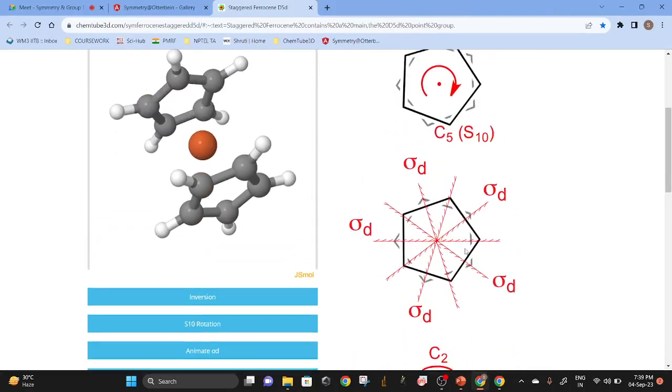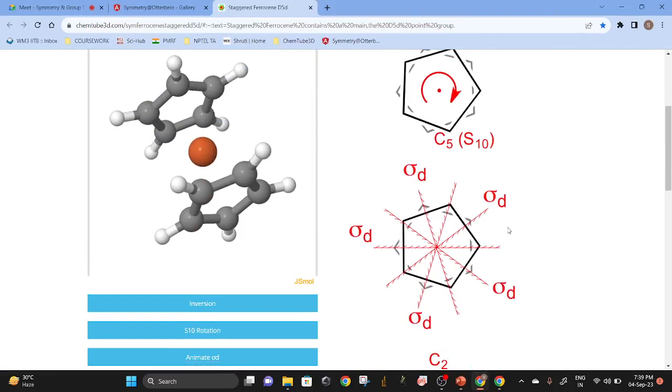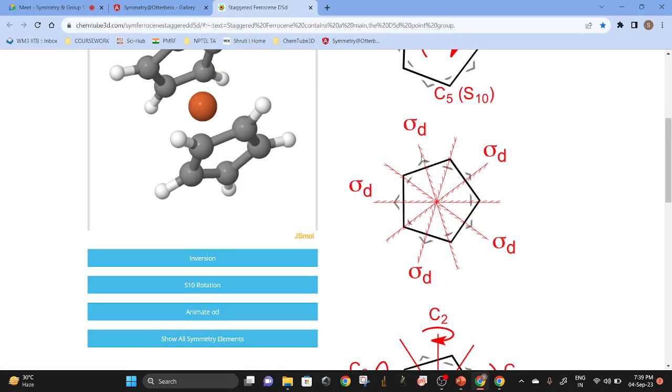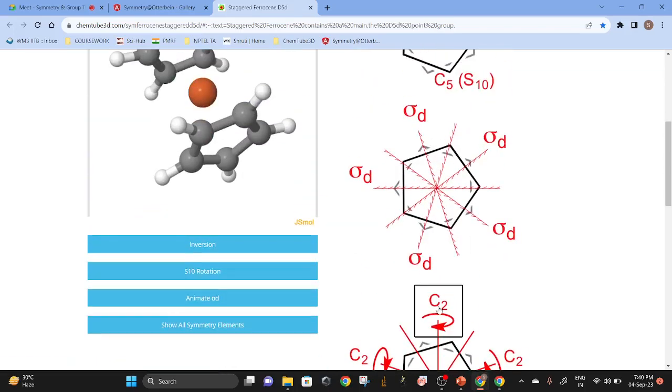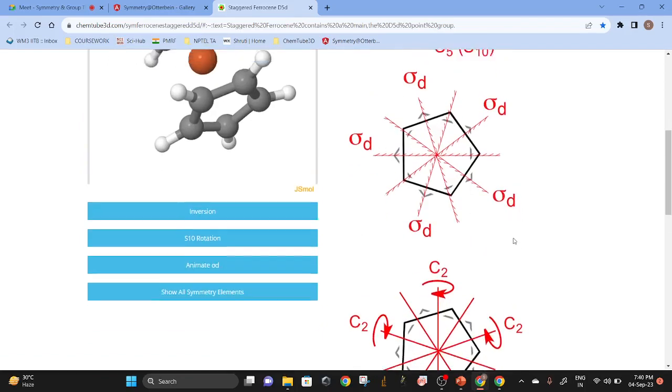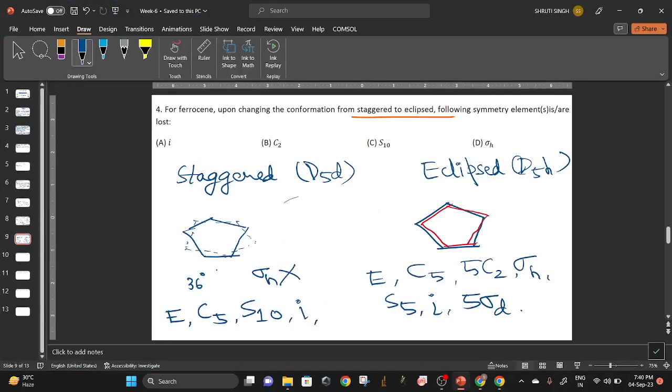Now this figure shows sigma d's. Okay, you got this? There are still 5 sigma d's. The twisting does not matter here, because if you see the conical angle, here we have this one, so it is exactly reflecting. It doesn't matter whether this was here or it came here. So all 5 sigma d's are there, and likewise the C2s are also there. So we have sigma d and C2.